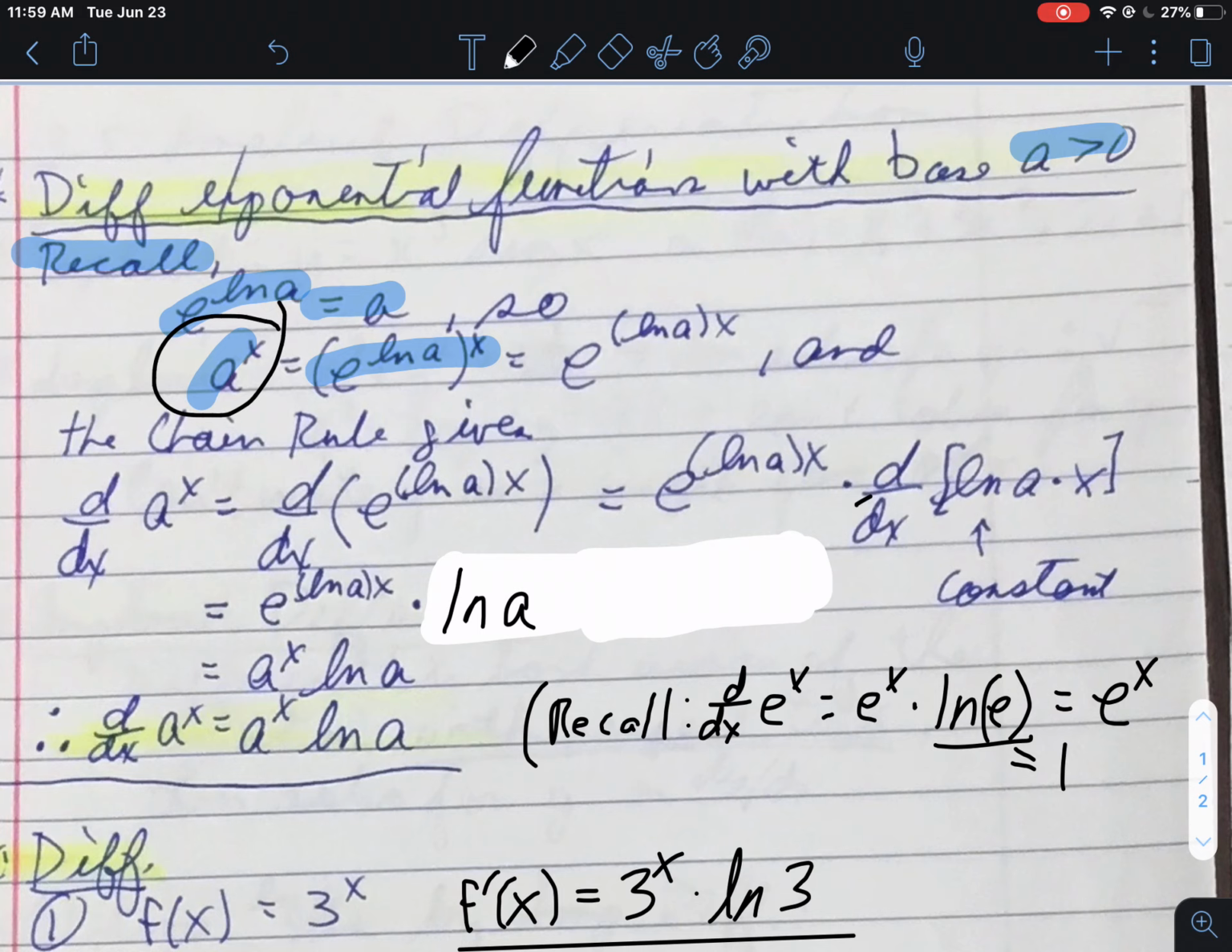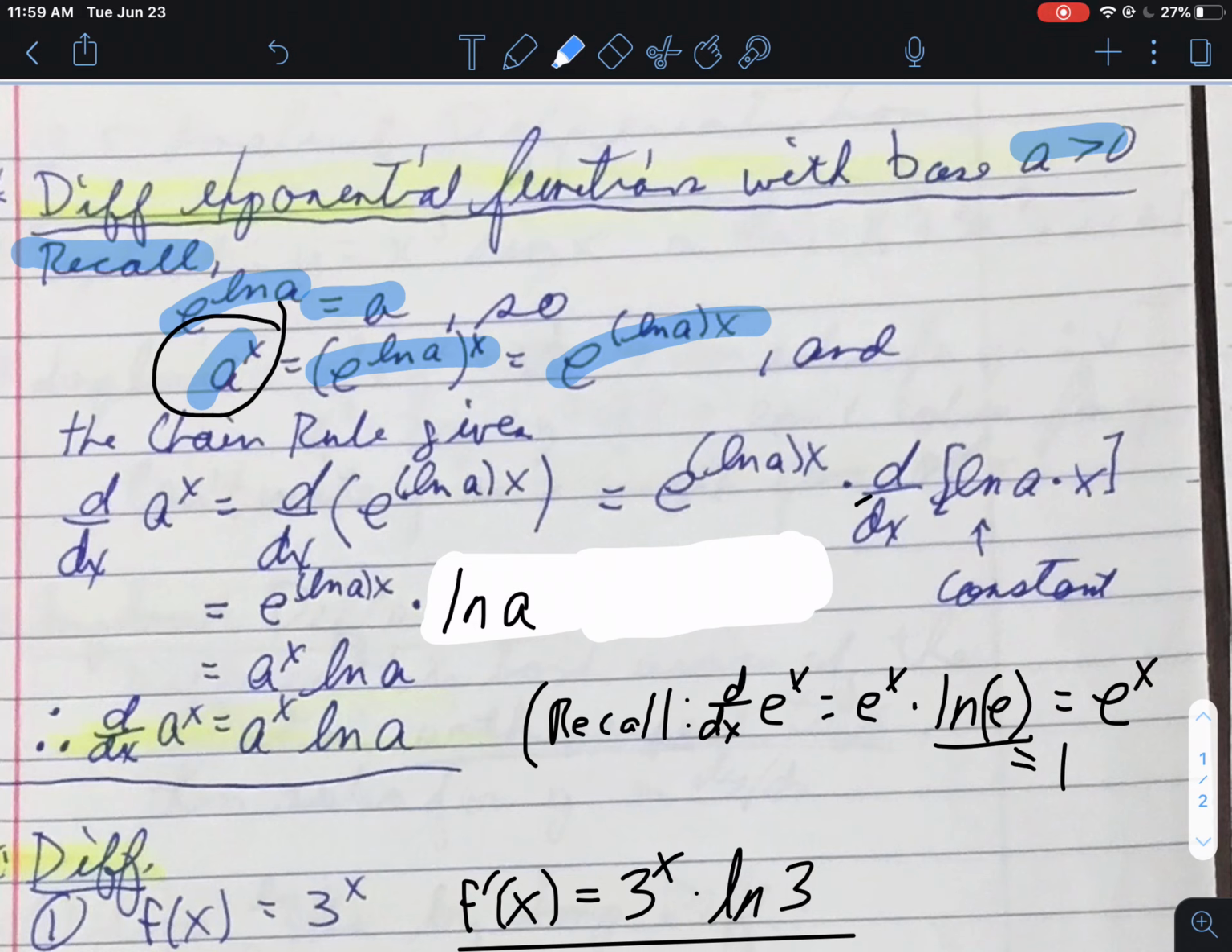Now, rule of exponents. I've got e raised to the ln of a power raised to the x power. When you raise a power to a power, you can rewrite that by multiplying the exponents. So equivalently, that would be e raised to the ln of a times x power. Again, that's still equal to a to the x. I'm just rewriting.